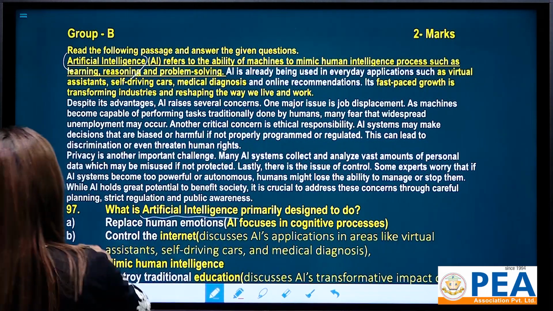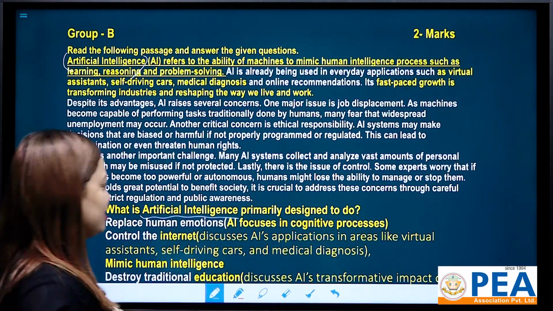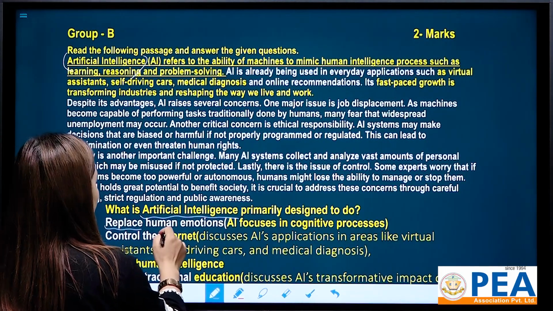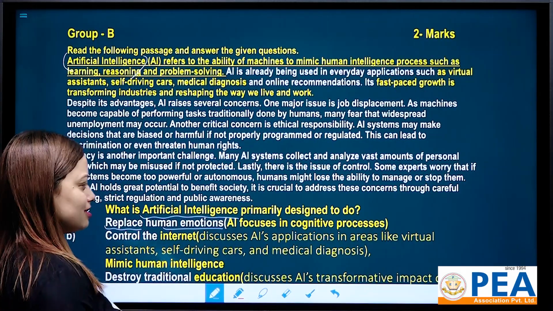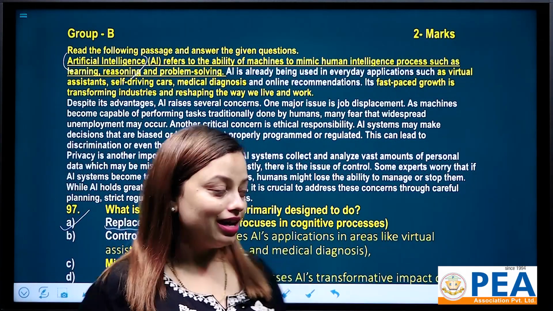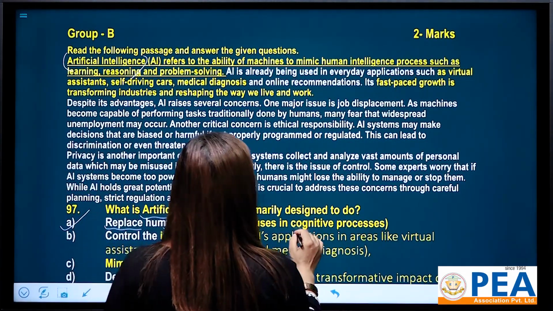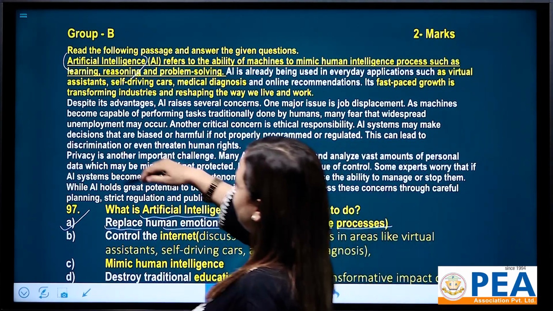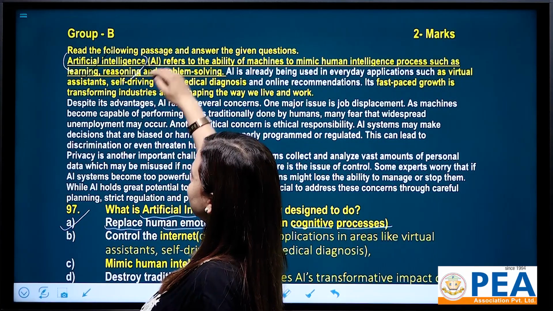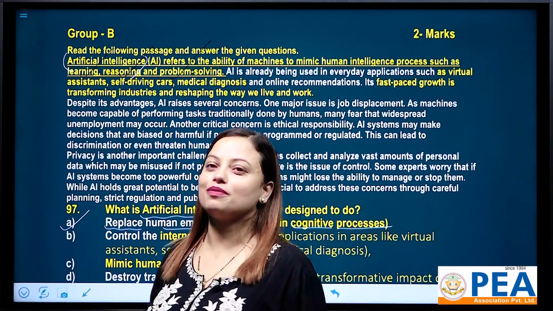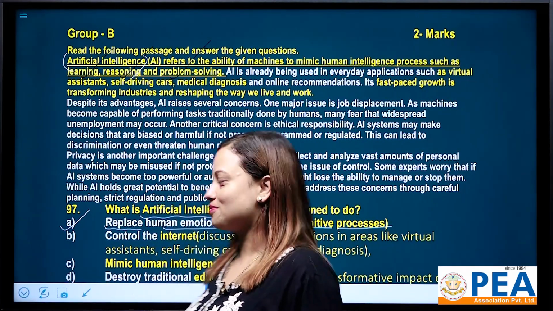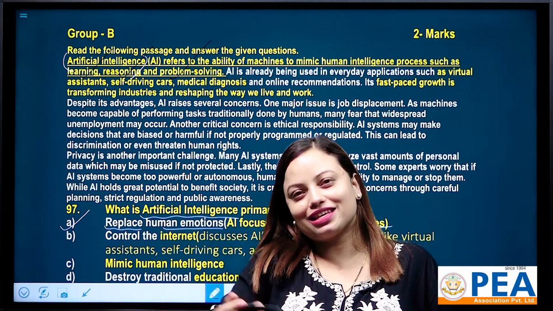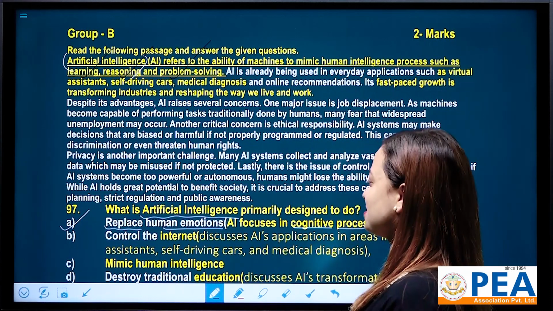Let's explore option A. Does artificial intelligence replace human emotions? Actually, no. AI focuses on cognitive processes. Cognitive processes means it focuses on learning, reasoning and problem solving, not on replacing human emotions. That's why option A is wrong.